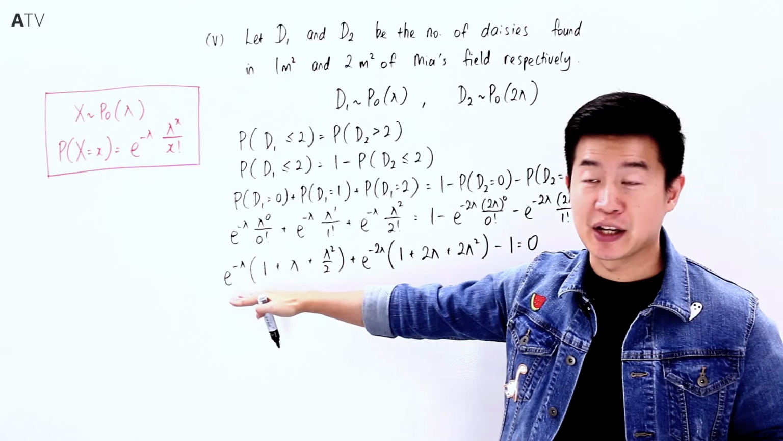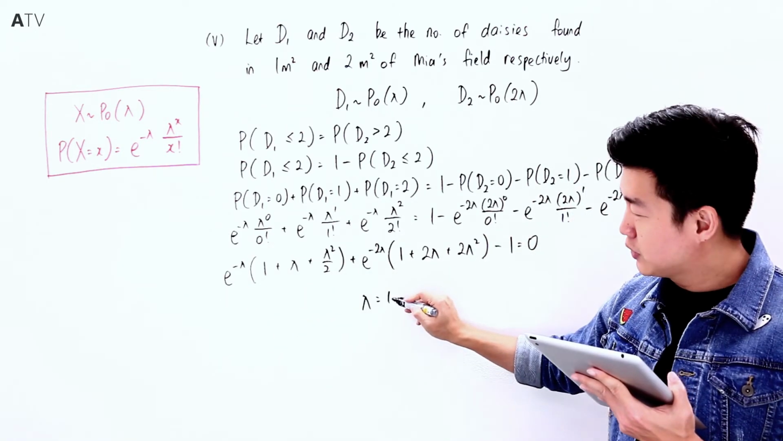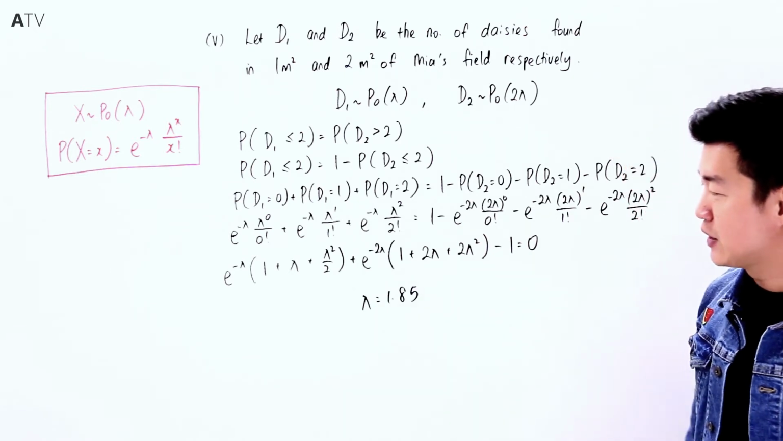If I make use of my graphing calculator to solve for this, I'll be able to get the value of lambda, which is what the question wants. So lambda is 1.85.